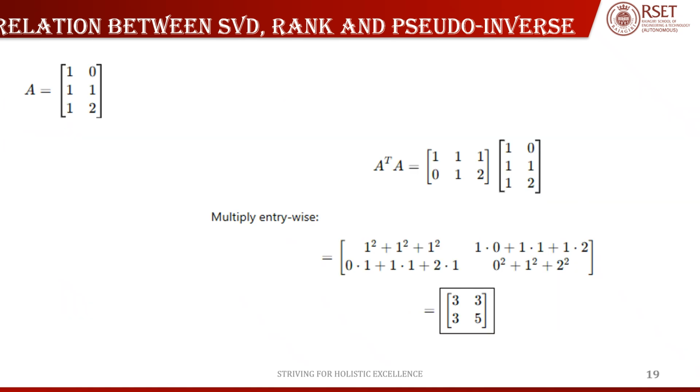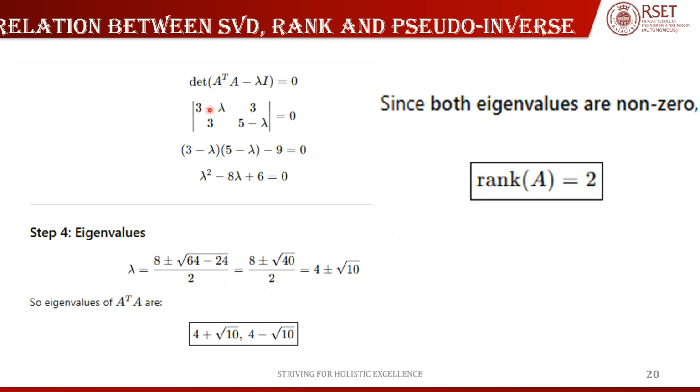You are given your A. We'll find A transpose A, so just multiply and get the answer. That is [[3, 3], [3, 5]]. Now we'll find the eigenvalues of this matrix. You'll have a quadratic equation, and on solving that, lambda will be 4 plus or minus root 10. So 4 plus root 10 and 4 minus root 10.